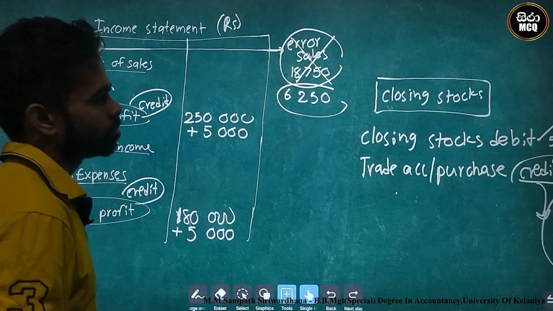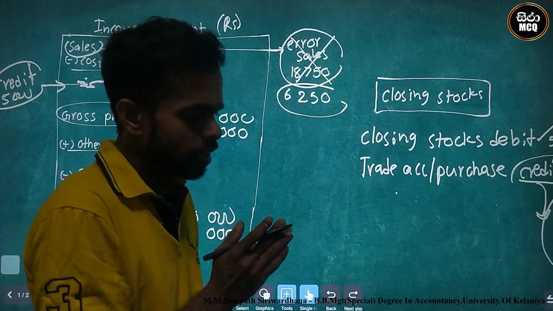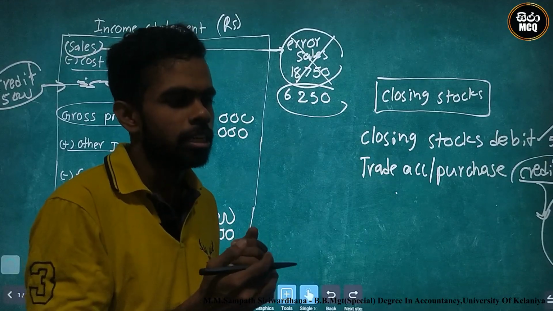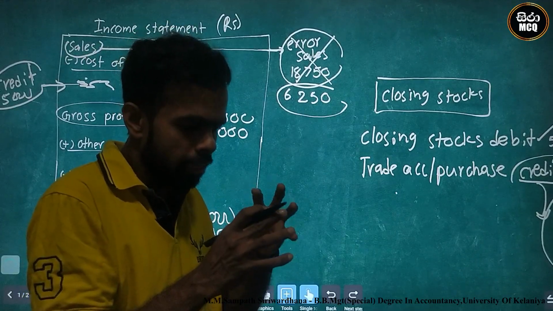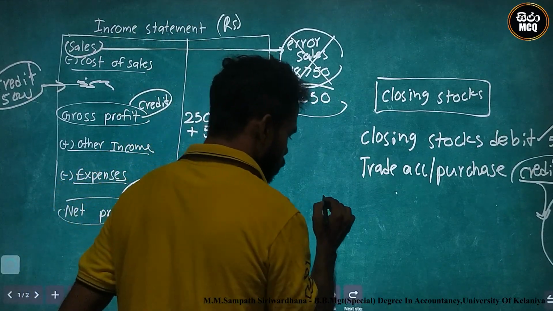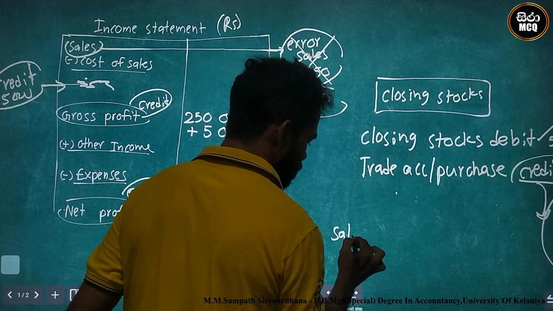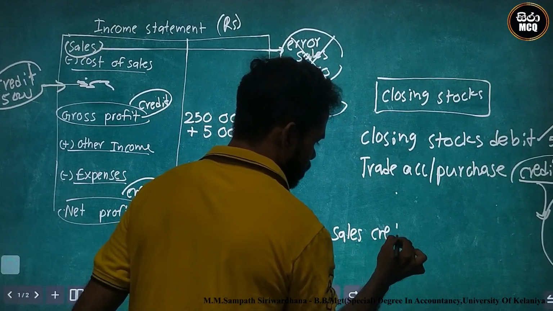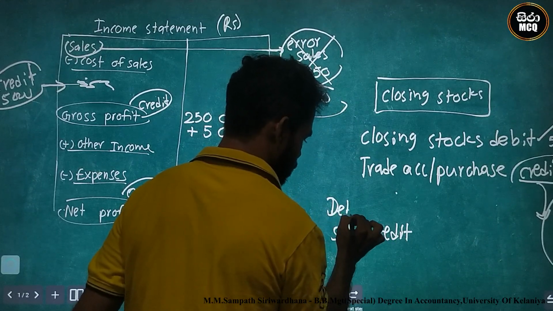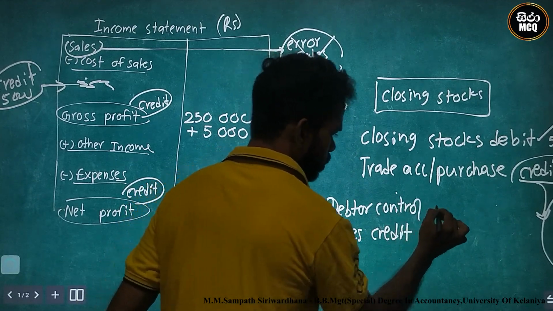What is the double entry? Look here, there is an overvaluation of sales. You must identify the opposite side. Why? This is the overvaluation of sales. What is the normal sales double entry? Sales credit, debtor control debit.